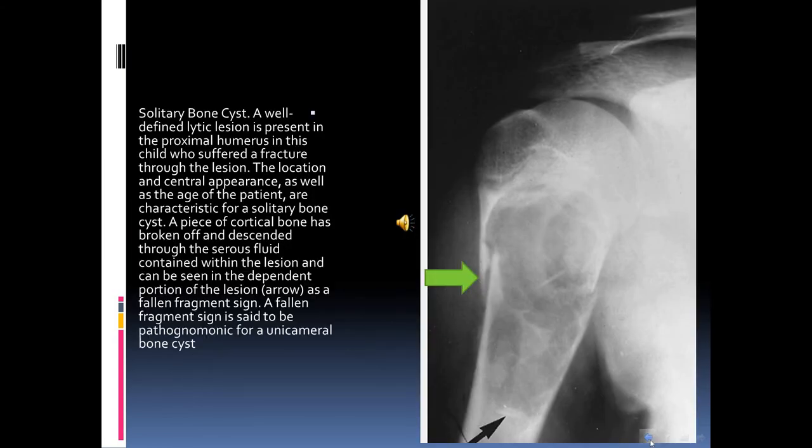Another example of the solitary bone cyst: as shown in this image, there is a well-defined osteolytic lesion in the metaphysis of the right humerus, associated with a pathological fracture, marked by the green arrow. Also, there is an important sign seen in this film, in which there is a dense fragment of bone in the dependent part of the lesion. This is called the fallen fragment sign, and it is formed because part of the cortical bone is broken and then descends through the fluid of the cyst inside the lesion. So this is a specific sign for solitary or unicameral bone cysts.